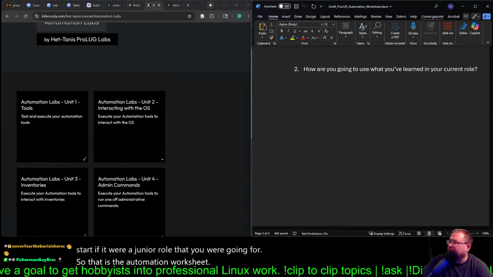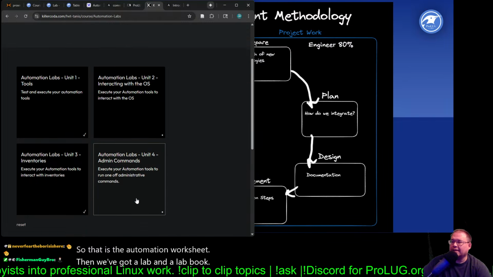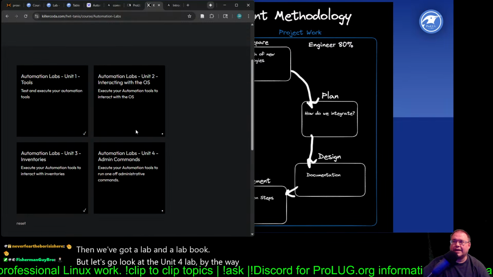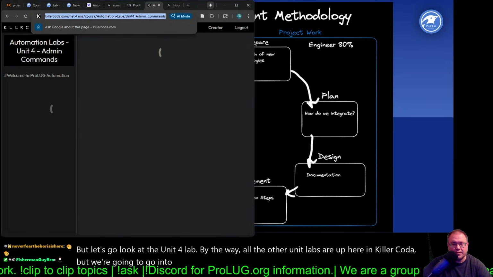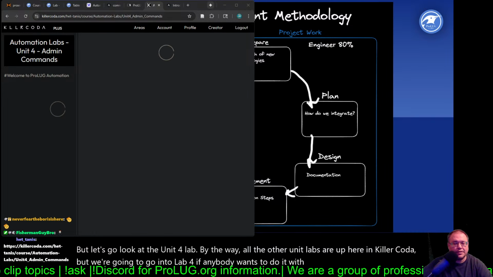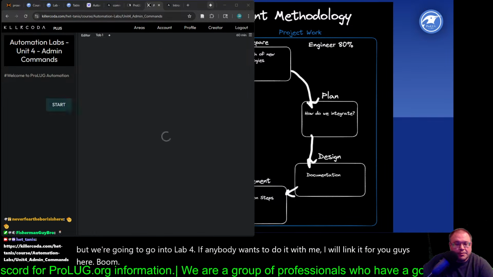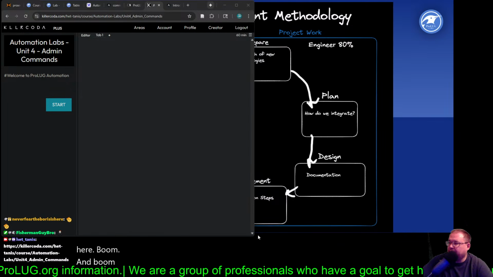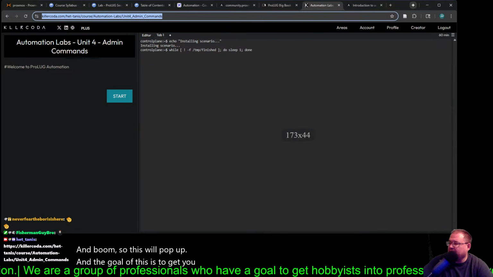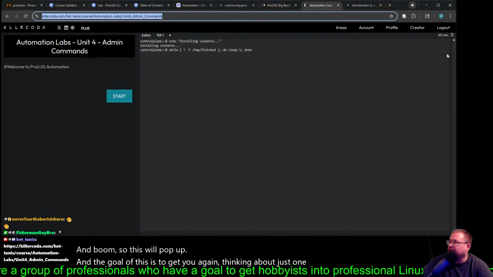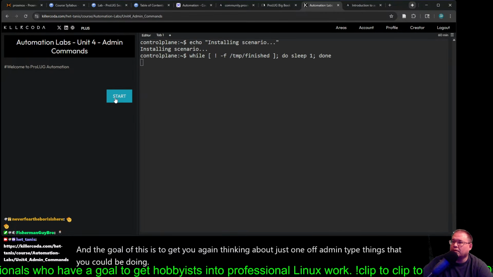Then we've got a lab and a lab book. But let's go look at the Unit 4 lab. By the way, all the other unit labs are up here in Killer Coda, but we're going to go into Lab 4. If anybody wants to do it with me, I will link it for you guys here. Boom. And boom. So this will pop up. And the goal of this is to get you, again, thinking about just one-off admin type things that you could be doing. So, welcome ProLUG Automation.